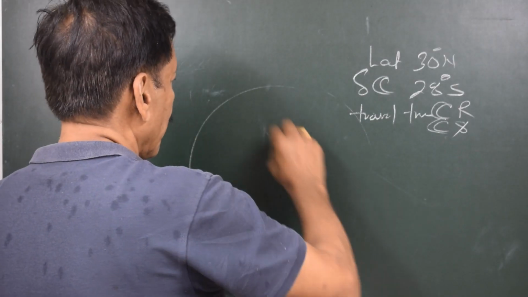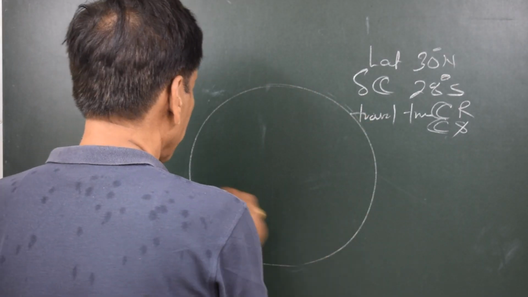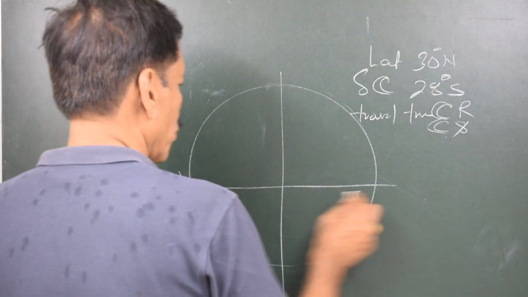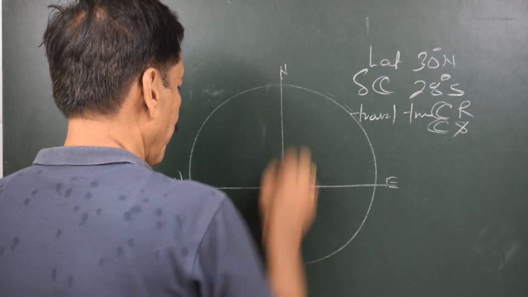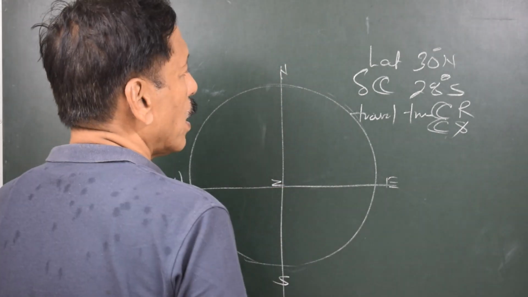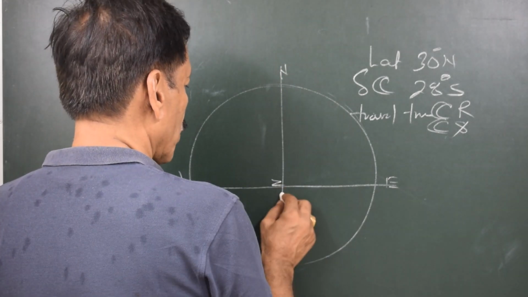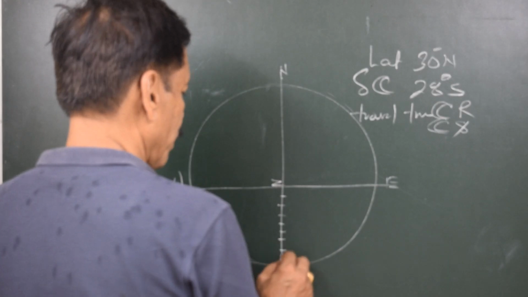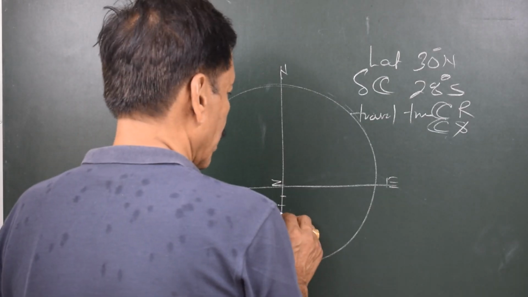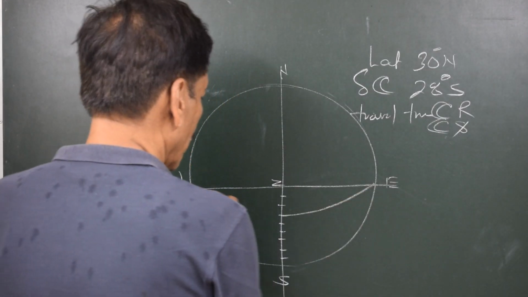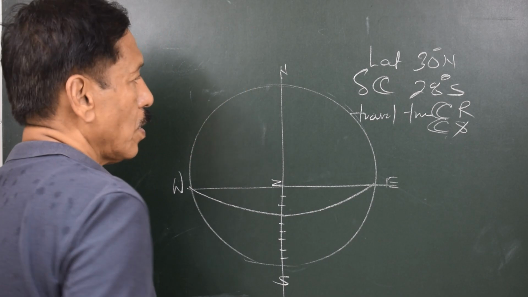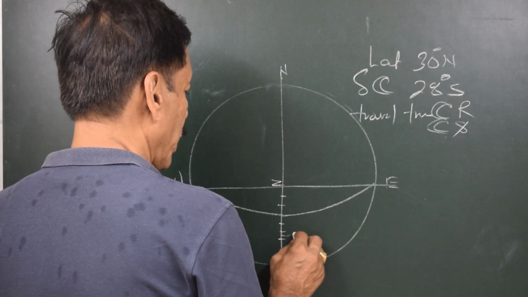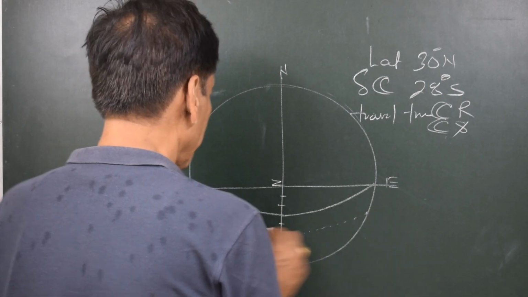So let us say this is the celestial sphere, in the plane of the observer's rational horizon. This is west, east, north, south. Z, latitude is 30 degrees north. So if we divide it in so many parts, 30 degrees north. And the declination of the moon is 28 degrees south. 10, 20, 28 would be something like this.